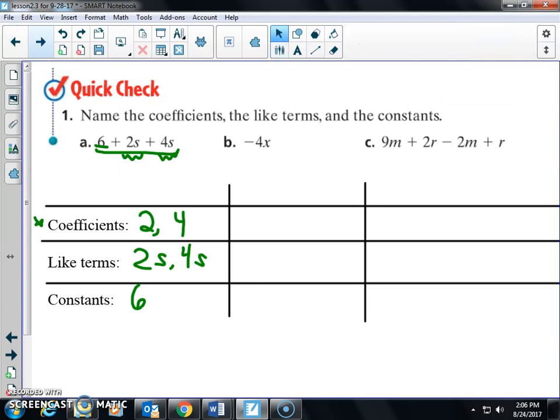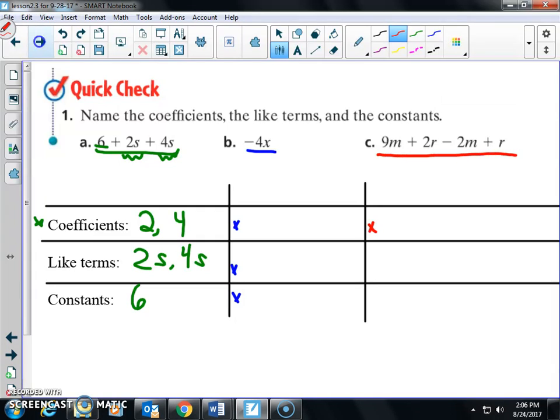That's my constant. Your job is to do the same thing with part B and fill in these boxes for part B, and then try part C and fill in these boxes for part C. And we will check together in a minute. All right, hopefully you've taken time to try all these. Let's go through the answers quickly.